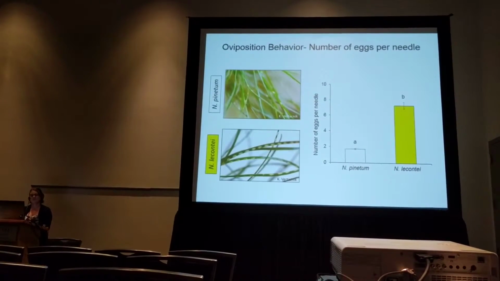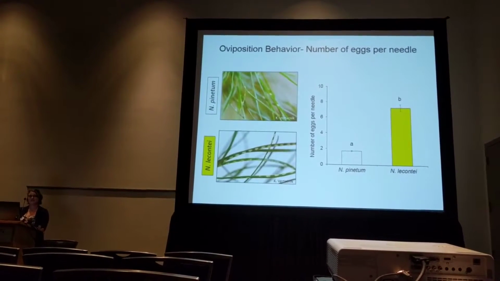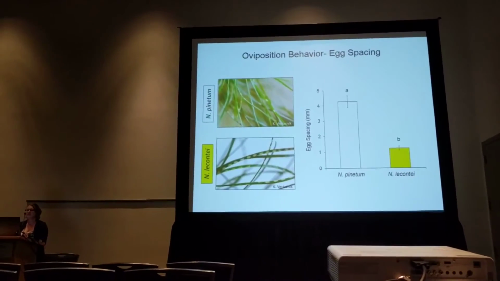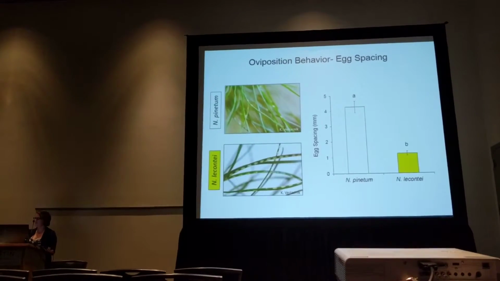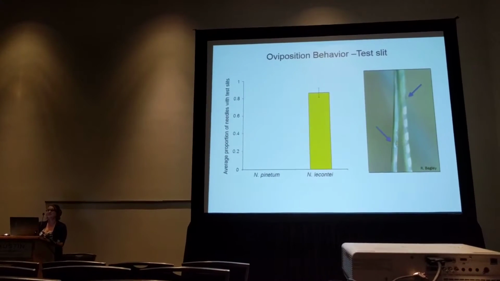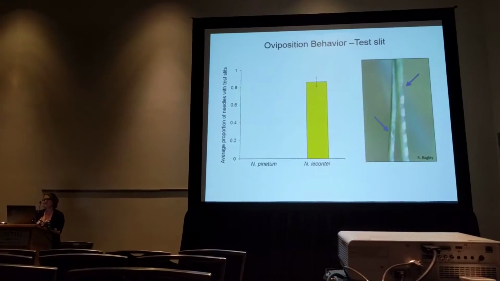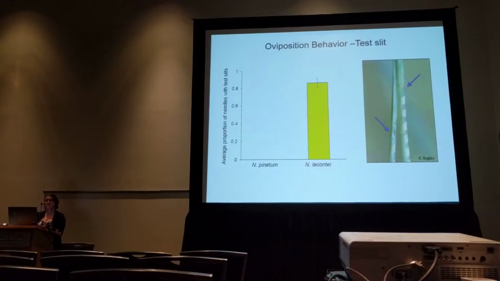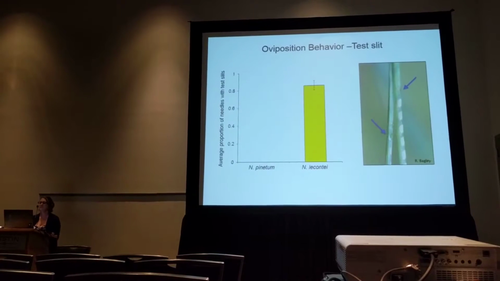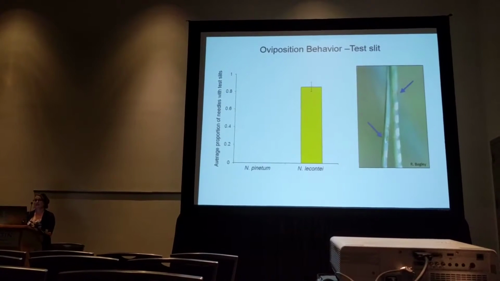The next behavior that we were interested in was oviposition pattern. Pinetum lays about 1 to 3 eggs per needle, whereas lecontei lays many more eggs per needle. Additionally, pinetum's eggs are more widely spaced than lecontei's. And the final behavior we were interested in was the formation of testlets. So the testlet is simply just a small cut in the side of the needle before the eggs are laid, and this testlet allows resin to drain from the needle, and you can actually see in this lower testlet here a droplet of resin coming out of that needle. And we find that pinetum never actually cuts a testlet, whereas lecontei is pretty consistent in cutting testlets.